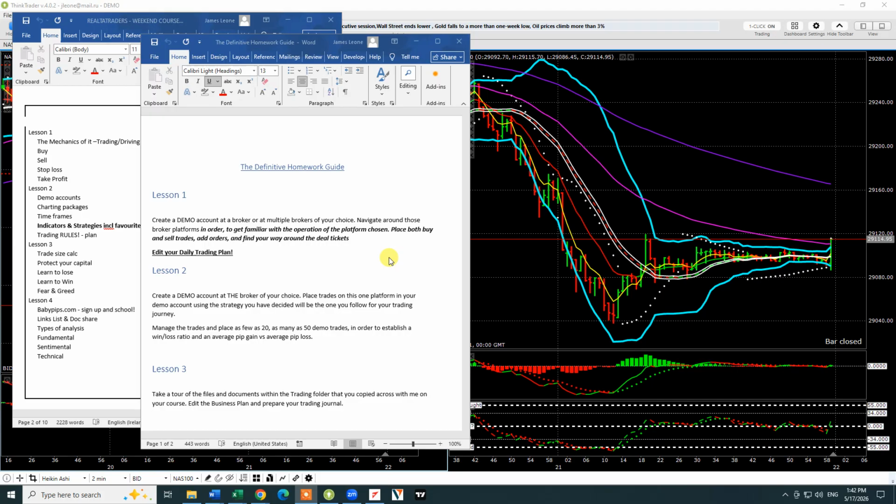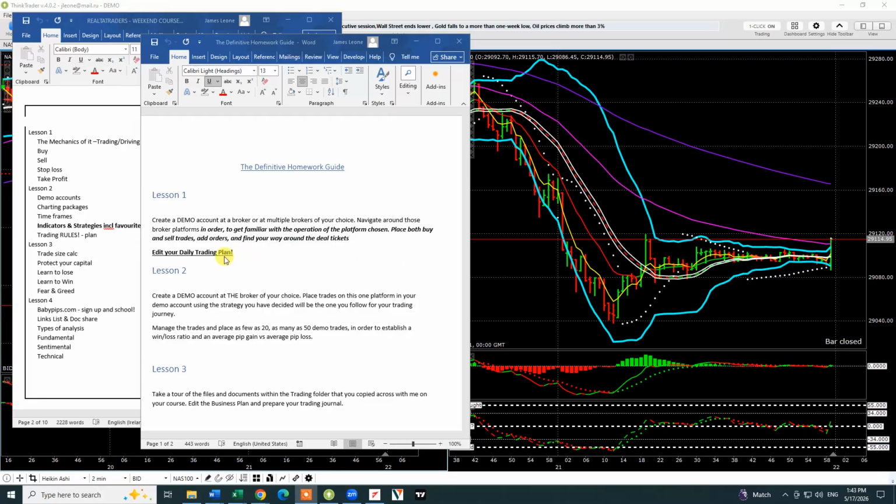The reason for that is so that you are familiar with what exactly a pip is on your broker. Is it the same across multiple markets? For instance, a euro-dollar pip probably won't be the same as a NAS or a Dow pip, and again probably won't be the same as a gold or an oil pip. So use your demo account to find out those things.